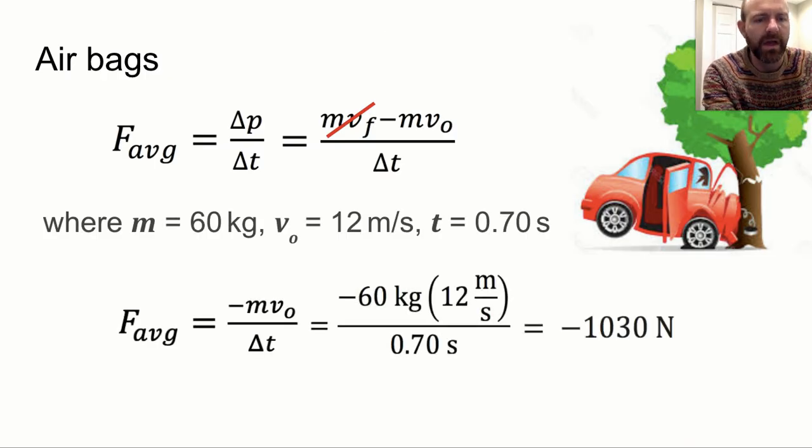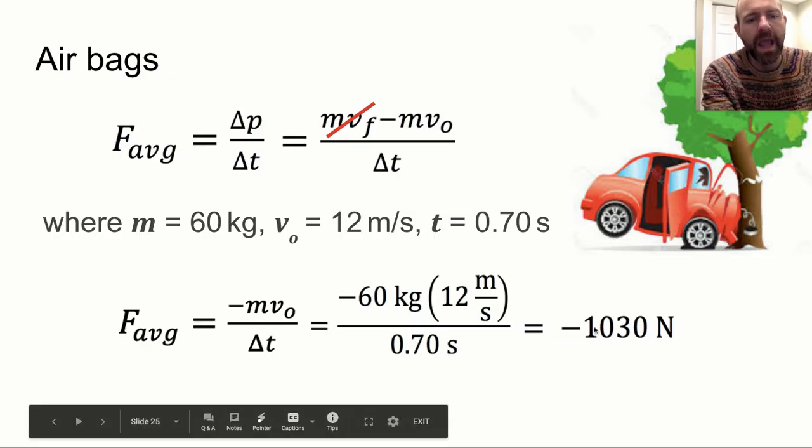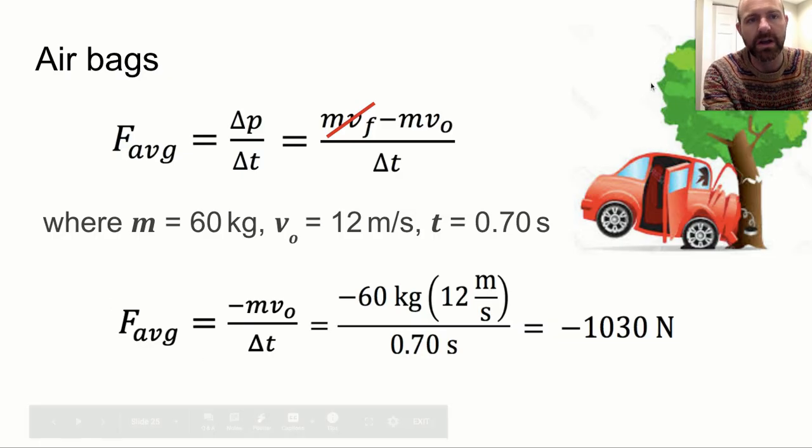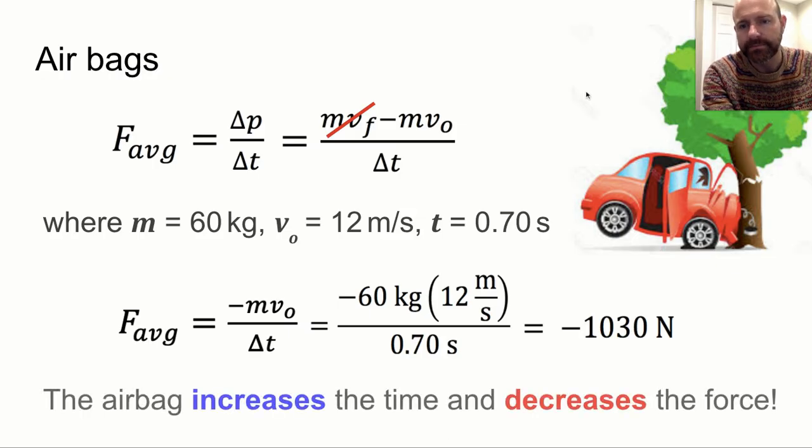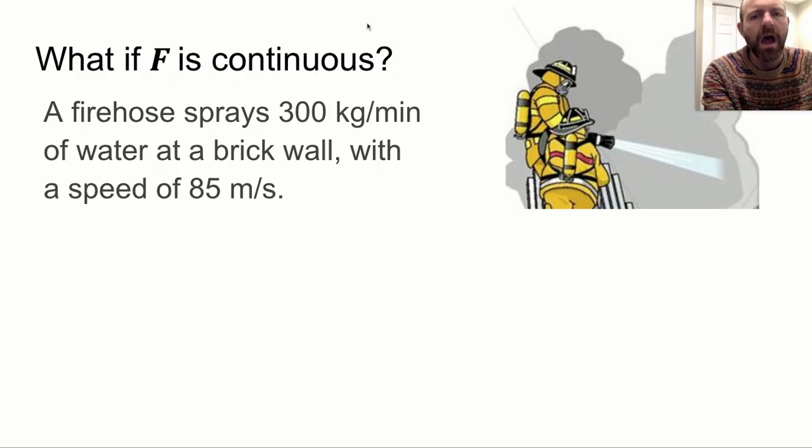and you end up with about 1,000 newtons. Negative in this case because it's in the opposite direction of the change in velocity. And again, we're back to negative signs representing direction because we're talking about vectors here. The airbag increases the time and decreases the force. That's its purpose. It's also the purpose of the crumple zone, which you kind of see at the front of that car.